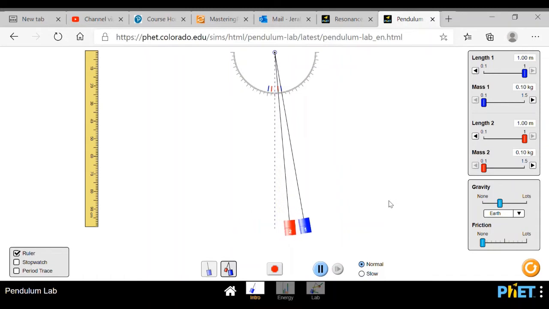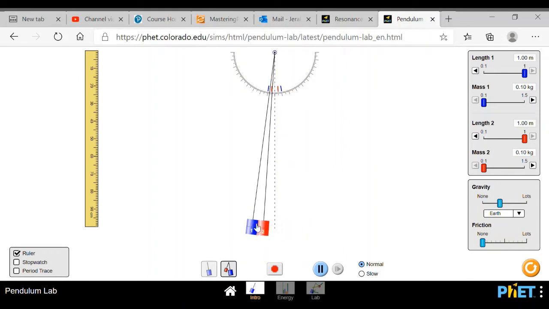So you can see what's happening here is the red one is obviously moving less. It has a smaller amplitude, and the blue one is moving farther. It has an amplitude that's twice as far. However, notice that they're both moving in sync.